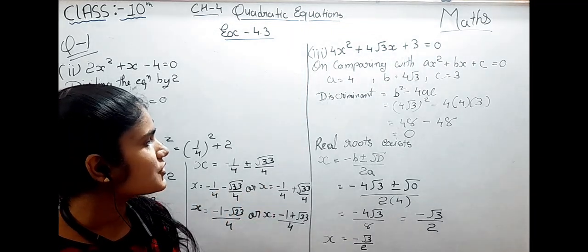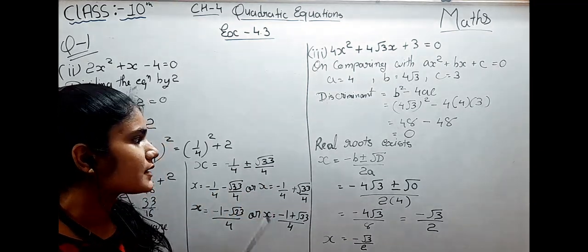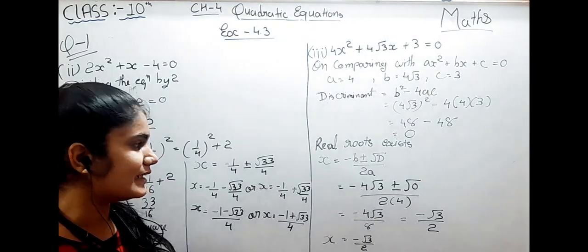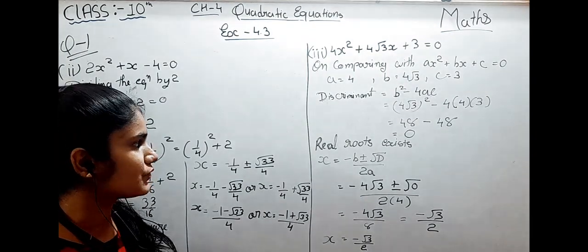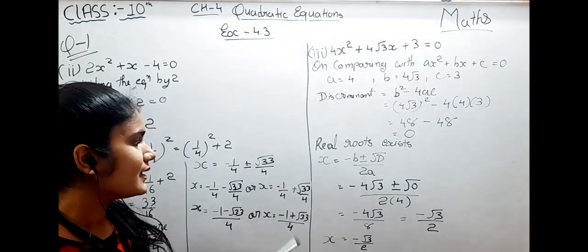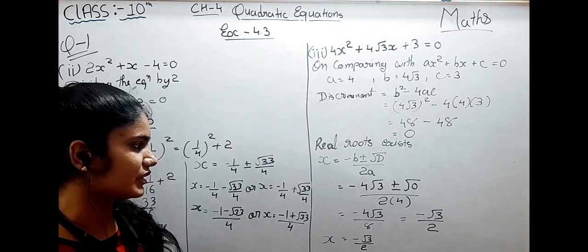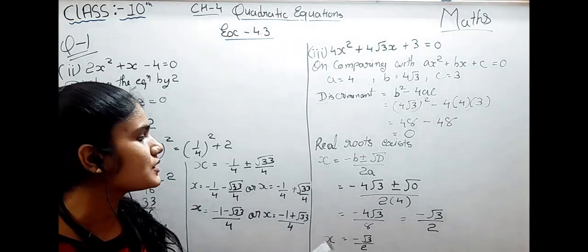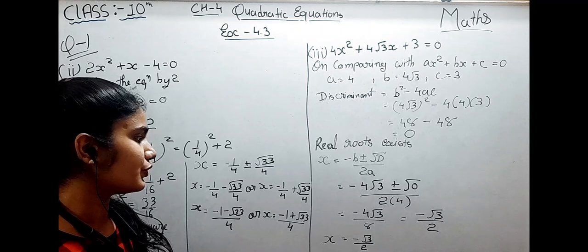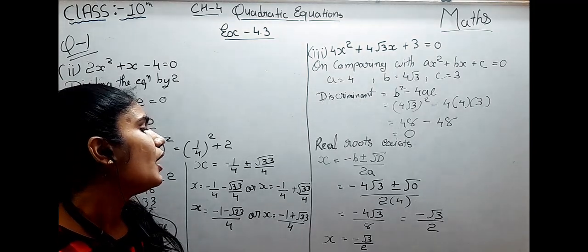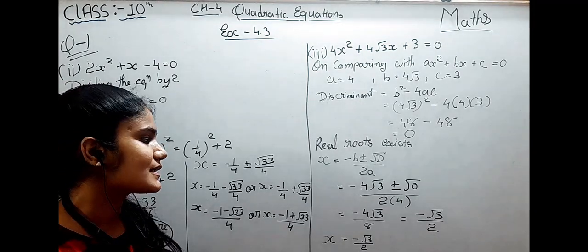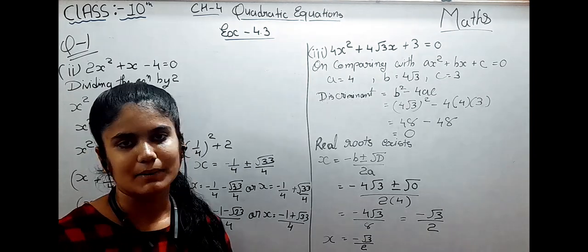So x is equal to minus b plus or minus under root of the discriminant b square minus 4ac upon 2a is equal to minus 4 root 3 plus or minus under root 0 upon 2 into 4, which is equal to minus 4 root 3 upon 8 is equal to minus root 3 by 2.